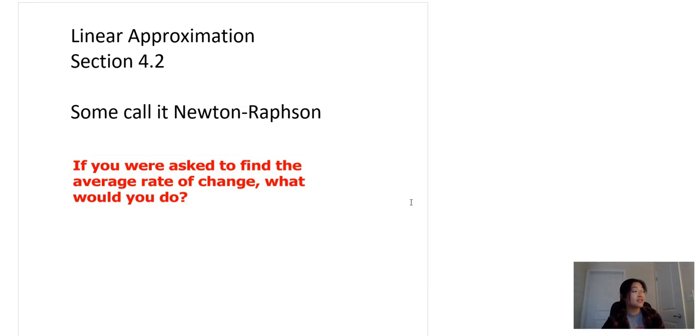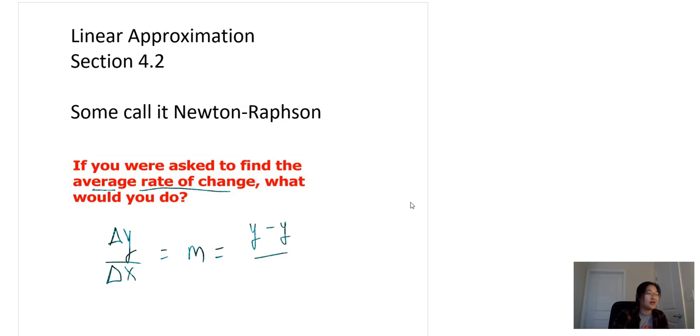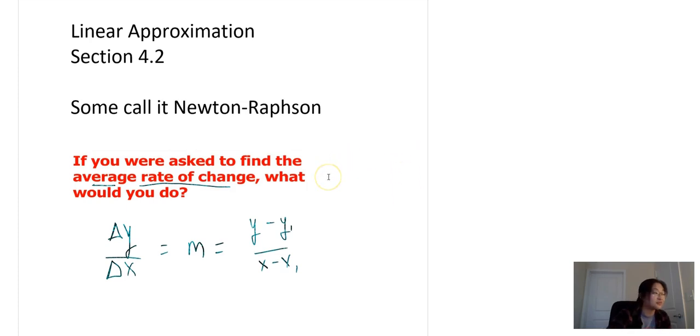If you were asked to find the average rate of change, what would you do? I think if you were looking for the average rate of change, then you're just looking at a delta y over a delta x. So that's the slope, and that's the change in the y, so y minus y1 over x minus x1, where x1 and y1 are just some numbers that you have.